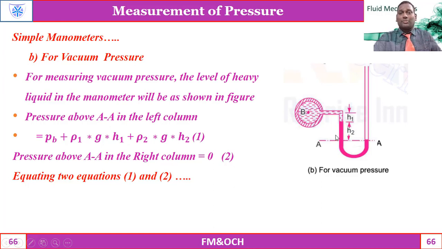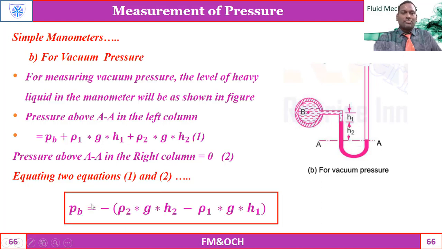So on the right column you see, PB plus ρ1 g H1 plus ρ2 g H2 is equal to the pressure above AA in the other column. Yes, you can see it is only atmospheric pressure, but we are considering atmospheric as 0, so it is 0. Now equating these two, PB is nothing but minus ρ2 g H2 minus ρ1 g H1.